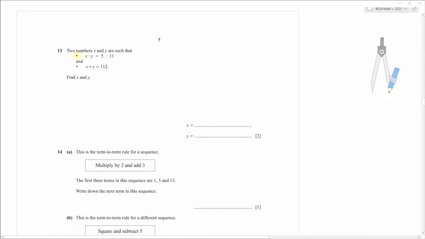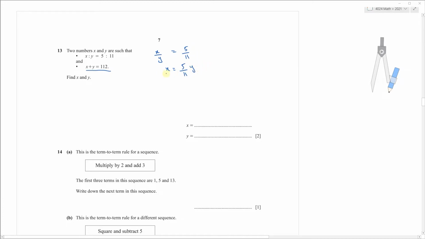Question number 13. Two numbers x and y are such that x ratio y equals 5 ratio 11 and x plus y equals 112. Find x and y. So you're given one equation. We can form the other equation using these ratios here. So the ratios can also be written as fractions. So I can write x ratio y as x over y equals 5 over 11. And then I can make x the subject, x equals 5 over 11 y.